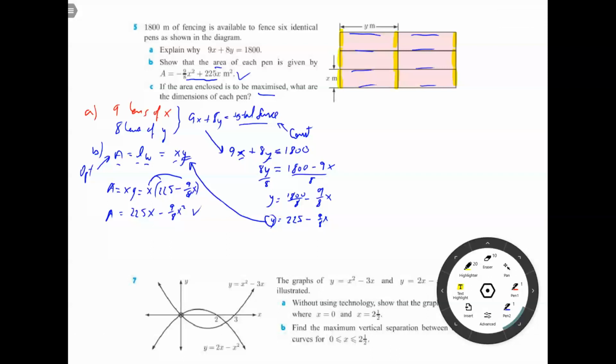Part C: if the area enclosed is to be maximized, what are the dimensions of the pen? In this particular case, let's show how to do it without the calculator first, and then maybe we'll do it with the calculator. So this is an upside down parabola, because the a value, the value that's multiplied times x squared, is a negative number. The parabola represents the area, and the maximum value of area would be the highest point. In an upside down parabola, the highest point is the vertex.